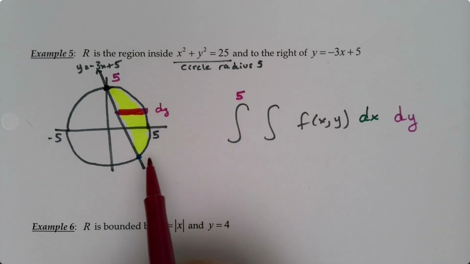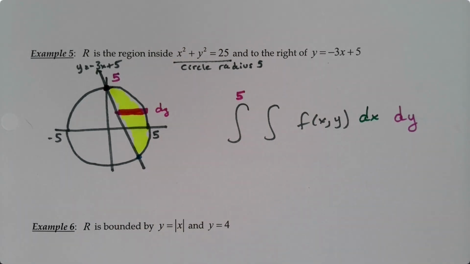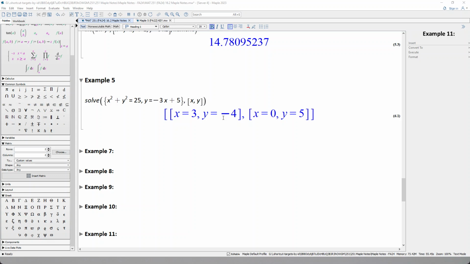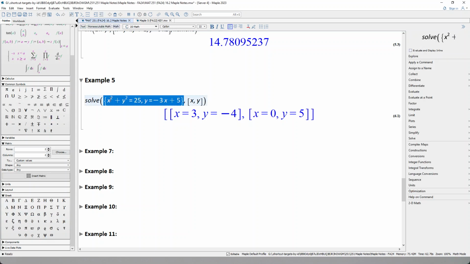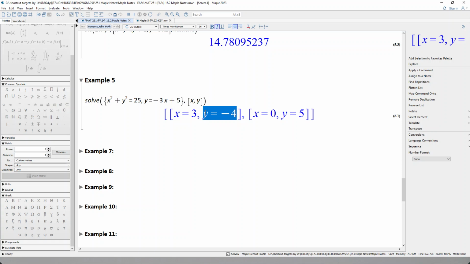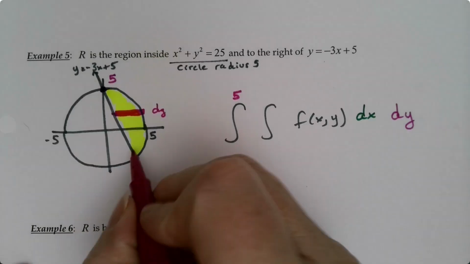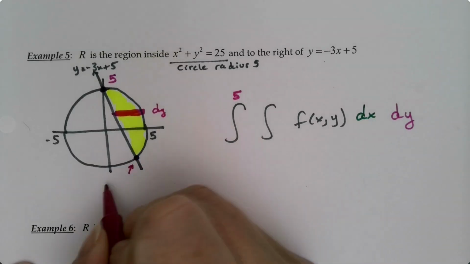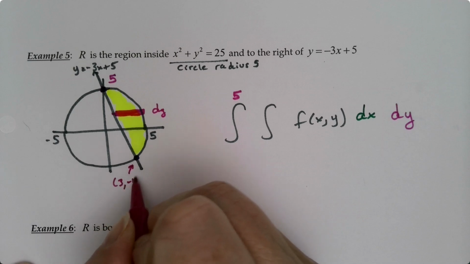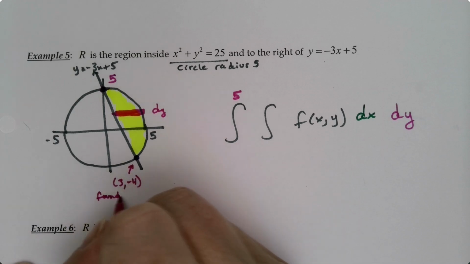But what's this bottom number? So I'm going to have to solve it, or I could use Maple. I've got to figure out a way to figure out where this is. All right, so I just put in the solve command, and I said solve this system with the equation for the circle and the equation for the line, solve it for x and y, and I can see that y equals -4 and y equals 5. All right, so that will get me my -4 value over here. So this down here would be 3 comma -4 found with Maple.